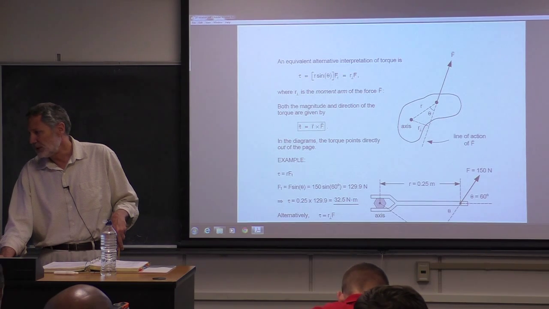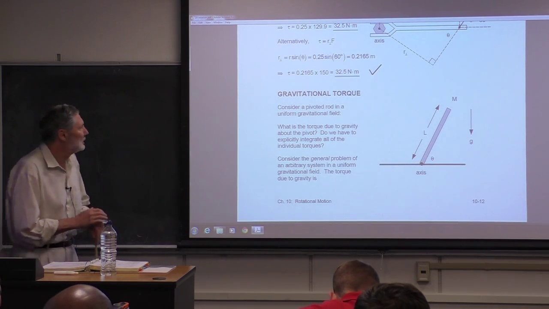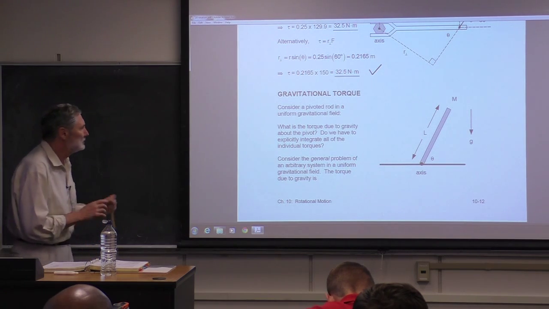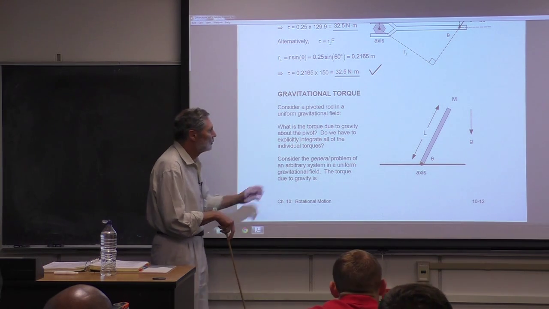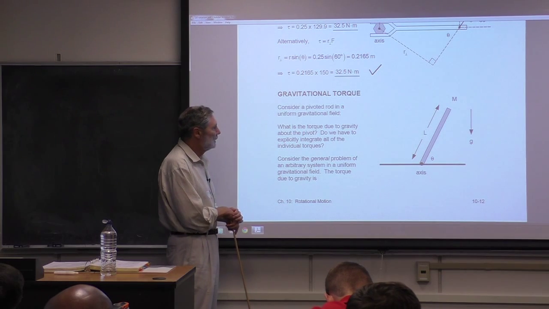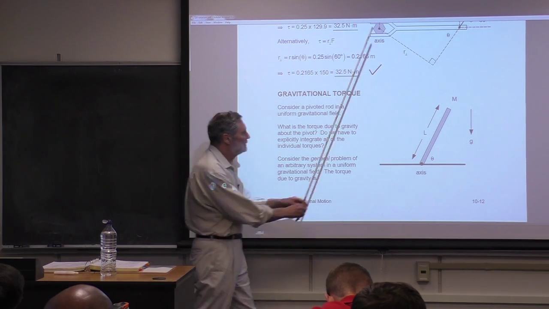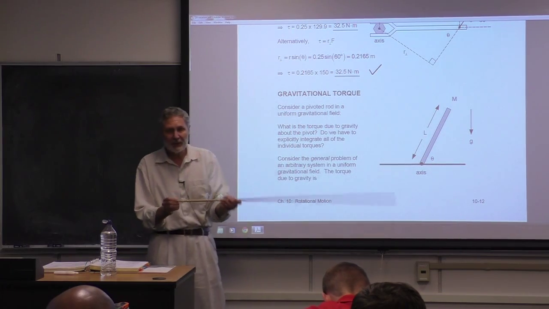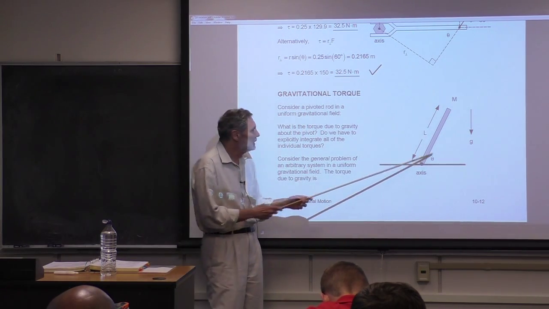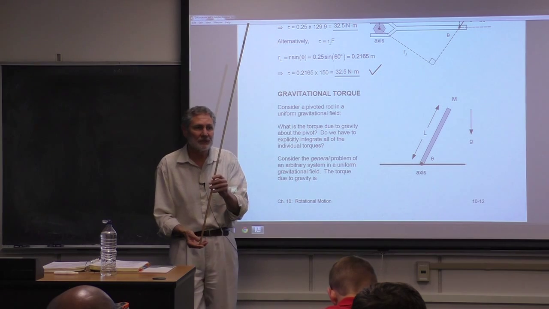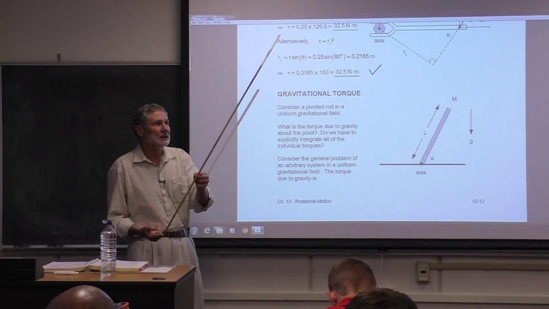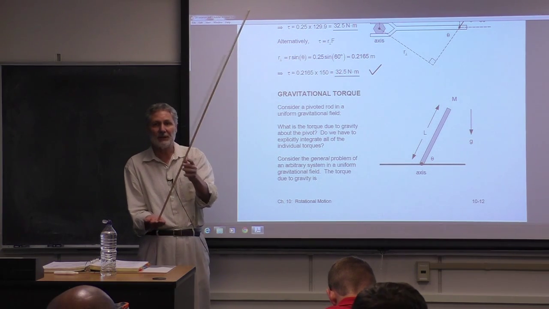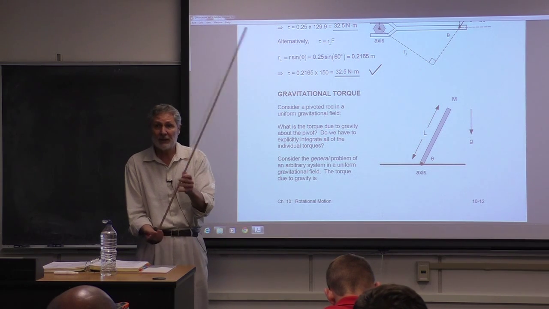So before we do dynamics, there's one more thing we want to do. We want to look at the gravitational torque. This will be useful for a problem we're going to solve later today. Let's suppose we have a uniform rod that's pivoted. Here's the axis down here. It's in a uniform gravitational field. And if I release it from rest here, it's going to angularly accelerate, right?